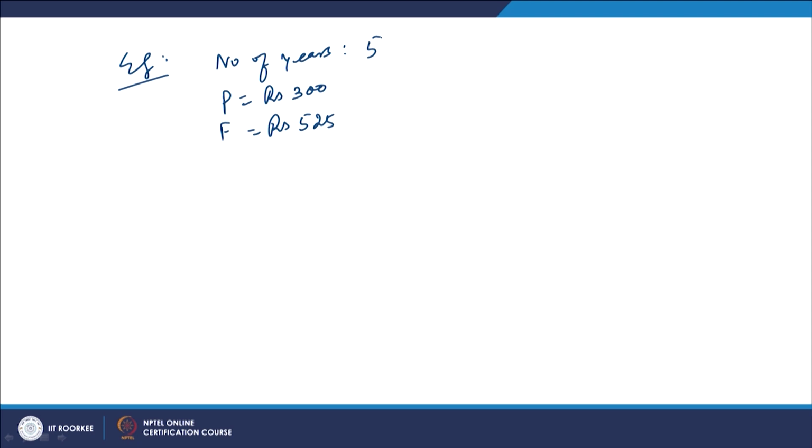Here the concept of equivalence will be used, and we know that F equals P times F by P, i, and n is 5. So now you have F by P, i, 5, which basically we know is (1 plus i) raised to the power 5. Based on that you can do this calculation and find the value accordingly. This value can be calculated, and also by looking at the interest table you can find it.